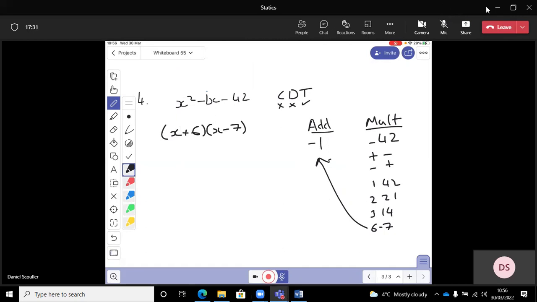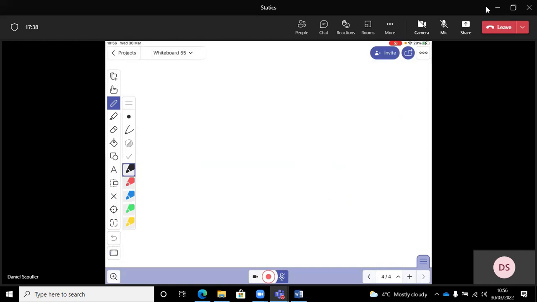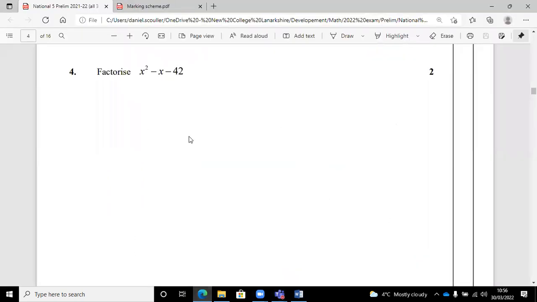Okay, that's it. 2 marks. Show your working. Question 5. This is section 21, trig graphs.